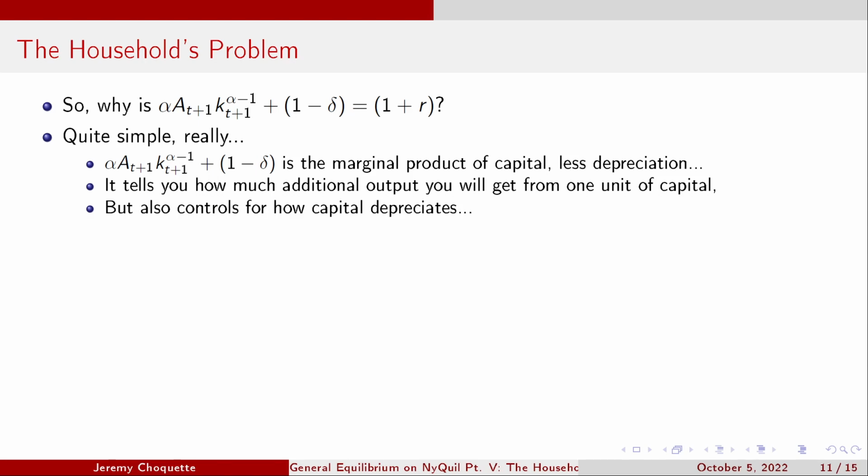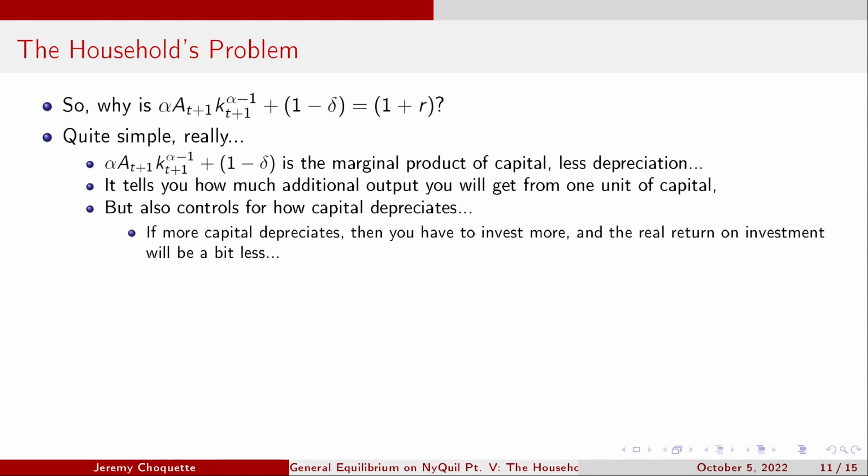So if the capital depreciates a lot, you add 1 more unit of capital, it's not all going to new production. A lot of it's going to fixing and replacing old capital that's fallen apart. So the more capital depreciates, the more you have to invest in order to just maintain the existing capital stock. And as such, if you get more depreciation, the real return on investment is going to be a bit less. Why? Because you're replacing a bunch of stuff that was already there. You're not growing. There's nothing new being made. You're just replacing existing stuff.